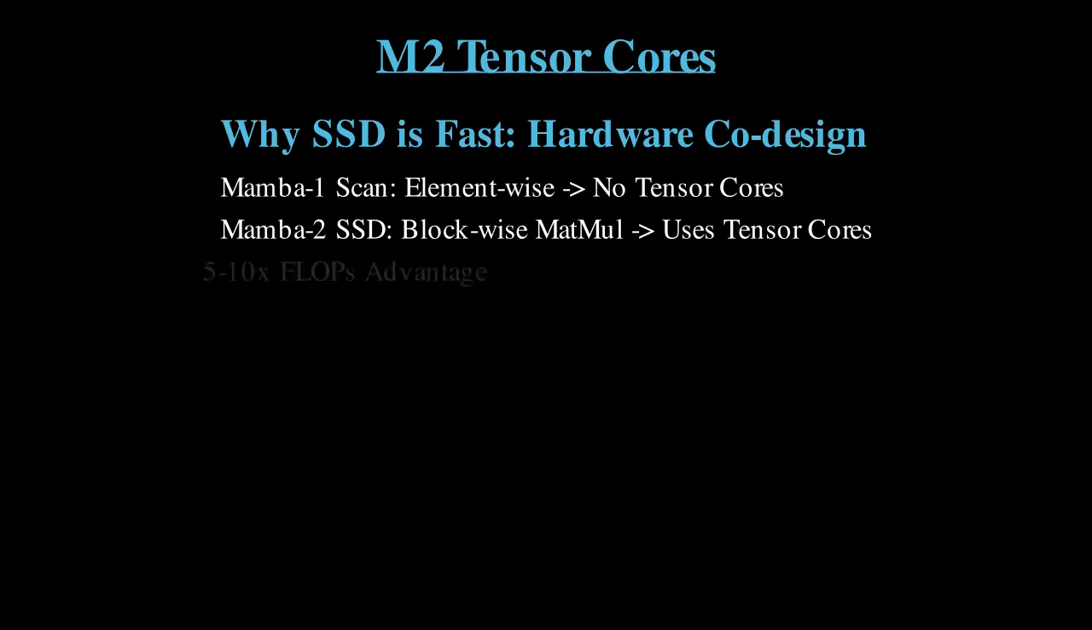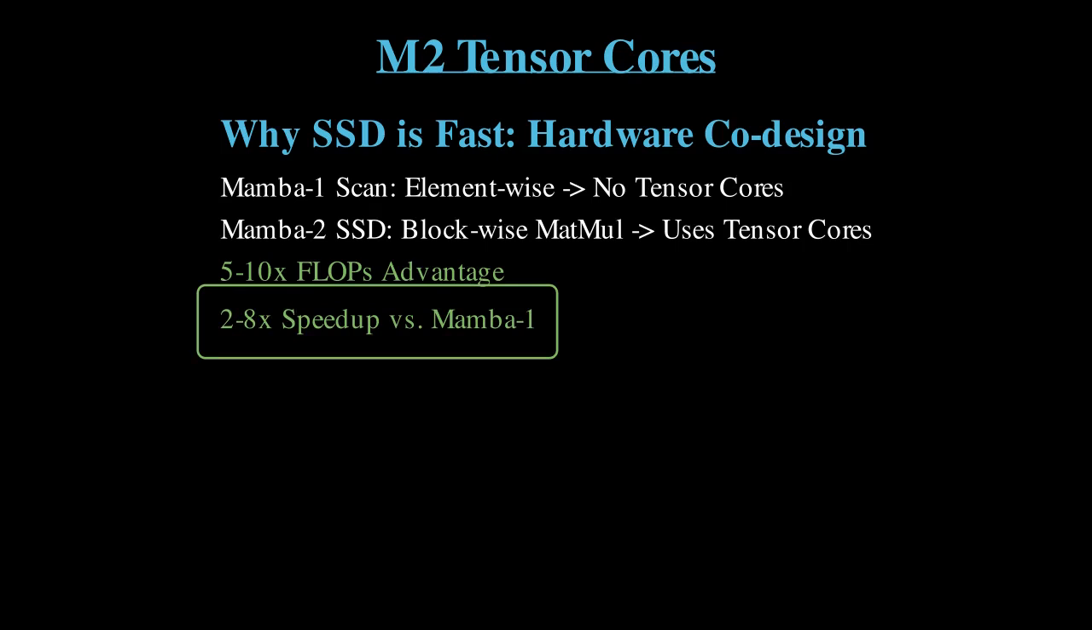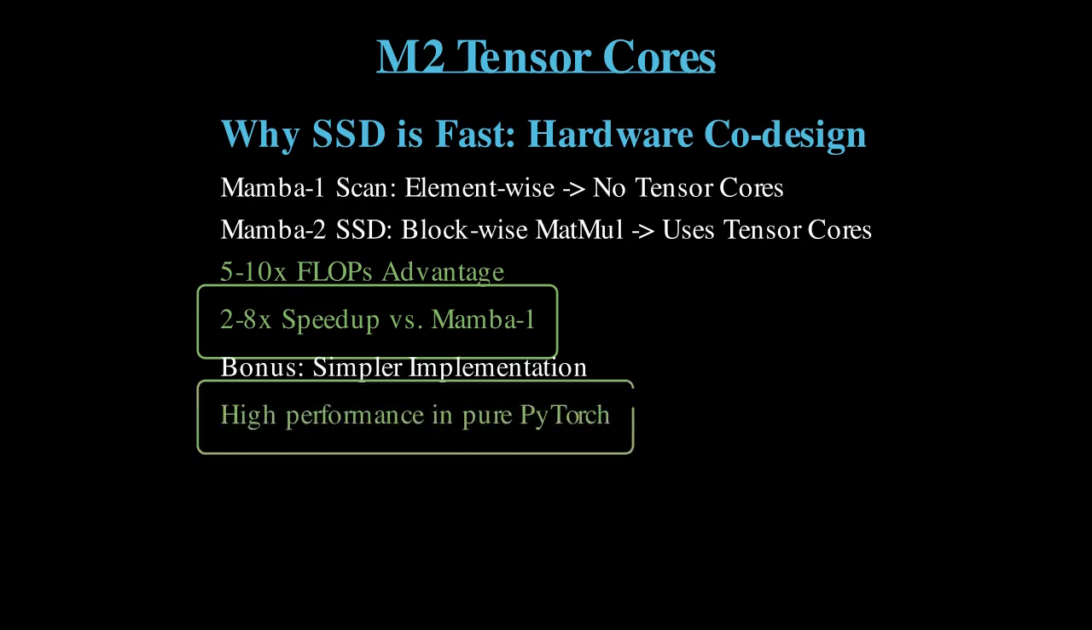The SSD algorithm, by design, maps the bulk of its computation to these dense O of L squared matmuls inside each block. This leverages tensor cores directly, giving you a 5 to 10 times flop advantage over general-purpose CUDA cores. This hardware-aware design is the direct cause of the 2 to 8 times speedup over the original Mamba. And there's a great bonus: this block-based approach is much simpler to implement. For many common use cases, you can write a high-performance version in pure PyTorch without needing any custom CUDA kernels, which is a huge win.